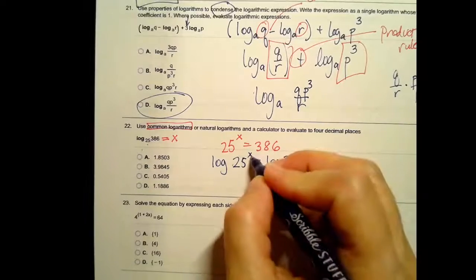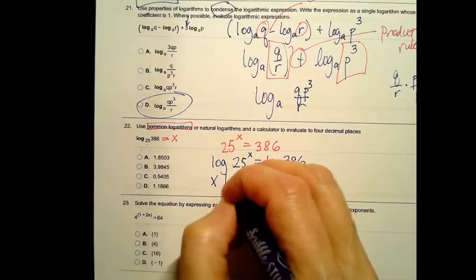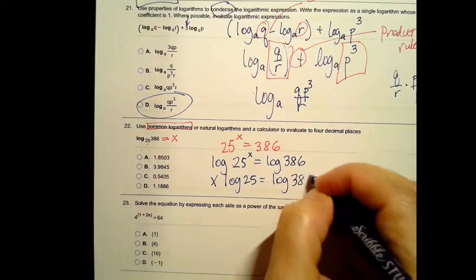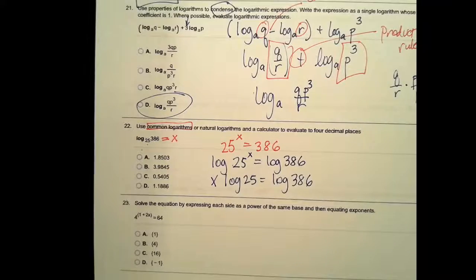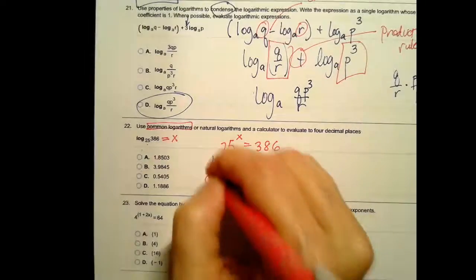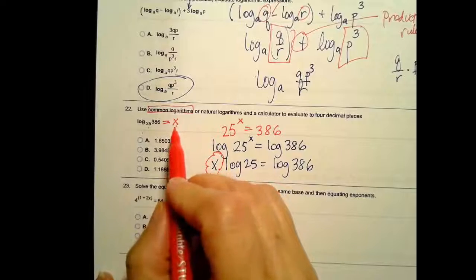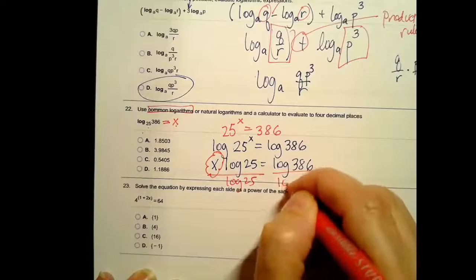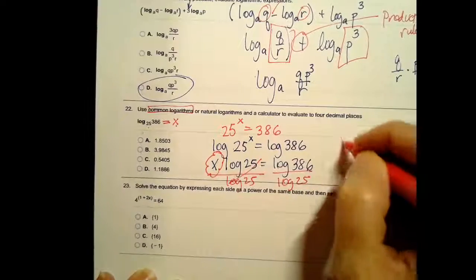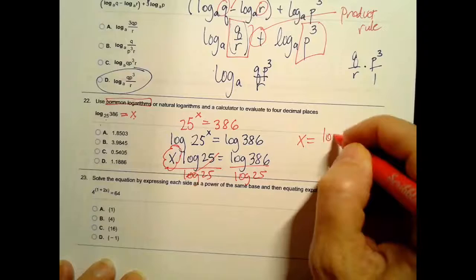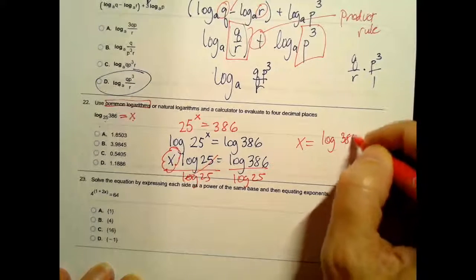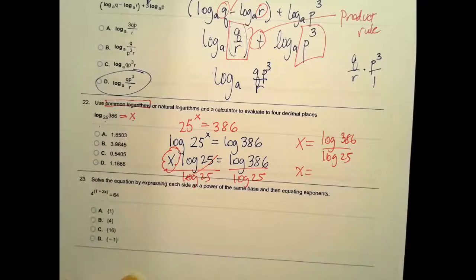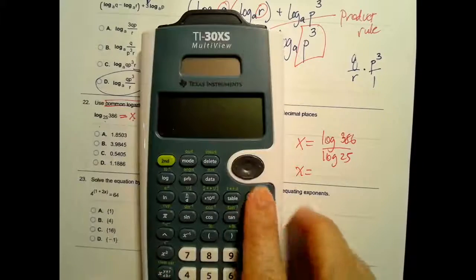And then I know I have a power, so I can bring it out front. So x log of 25 is equal to the log of 386. And remember, my job is to get x by itself, because that's what I'm looking for, right? So I would divide both sides by the log of 25. That gives me x is equal to the log of 386 over the log of 25. So now I can use a calculator. So I used my common logarithms in a calculator.